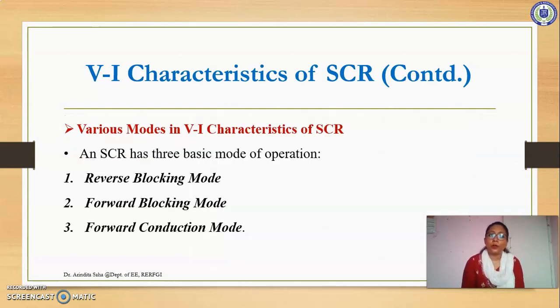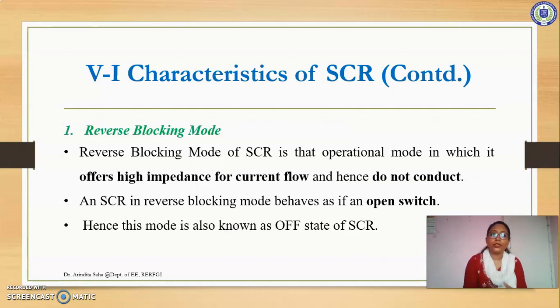After critical observation of this VI characteristic, we find that there are three modes of operation of the SCR: the reverse blocking mode, forward blocking mode and the forward conduction mode. We will discuss the three in detail. First is the reverse blocking mode. From the word reverse, we understand that the SCR is reverse biased. In this mode of operation, the SCR does not conduct because it offers high impedance to the flow of current. So we can say that the SCR is acting as an open switch. This is also known as the off state of SCR.